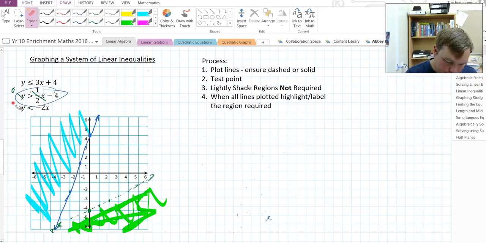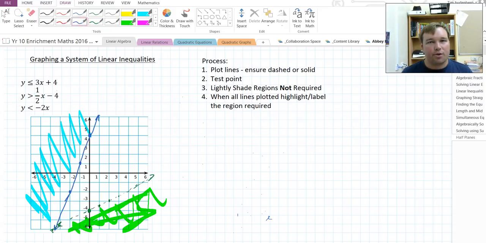Now, y is strictly less than minus 2x. Minus 2x goes through the origin. And I'll do this one in, what other colours do I have? Red. Goes through the origin. Then for every one across goes down 2. One across, down 2, etc. One back, up 2. And once again it is dashed.